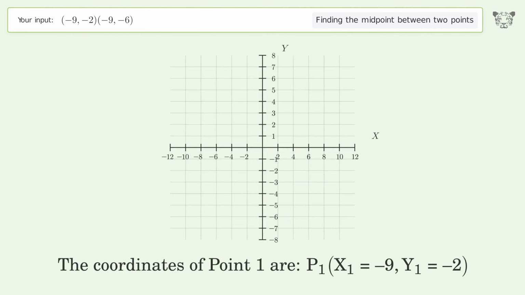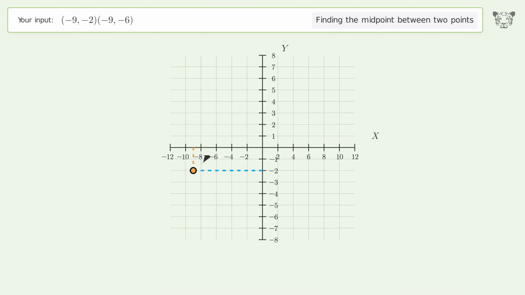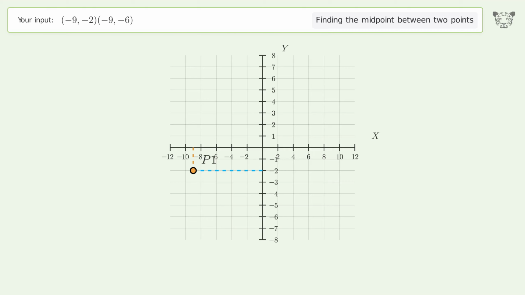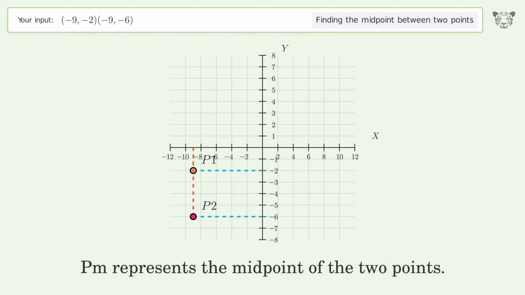The coordinates of point 1 are, x1 equals -9, y1 equals -2. The coordinates of point 2 are, x2 equals -9, y2 equals -6. PM represents the midpoint of the 2 points.